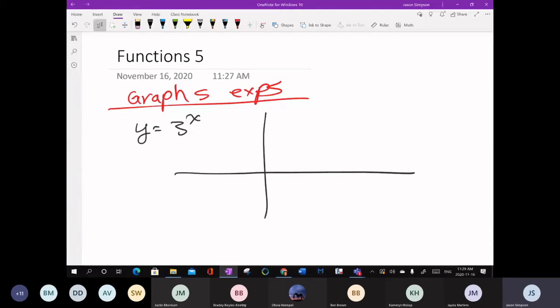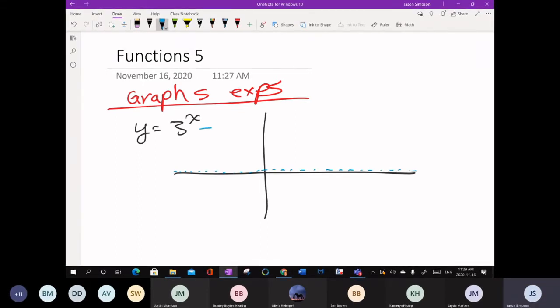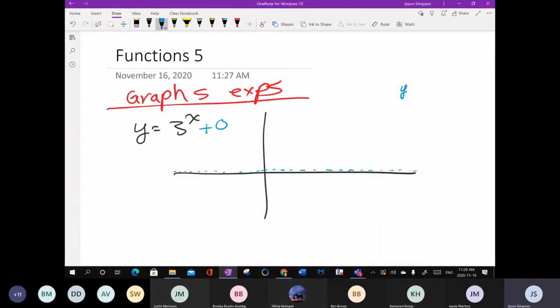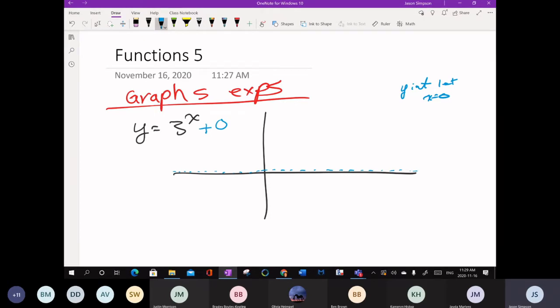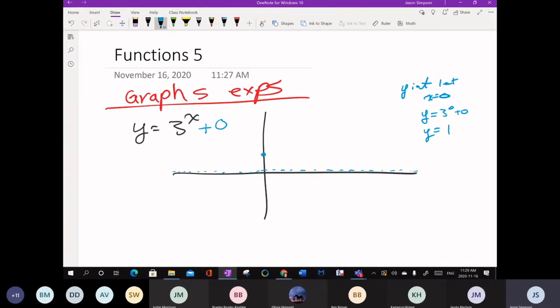It looks like this. It has a horizontal asymptote along the x-axis. Now, you could literally look at this as y is equal to 3^x plus 0, right? And if I asked you for the y-intercept, you would let x equal 0, and then you would get your value. So y is equal to 3 to the 0 plus 0, which gives us just 1. So we have our intercept of 1, and your graph literally just does this.